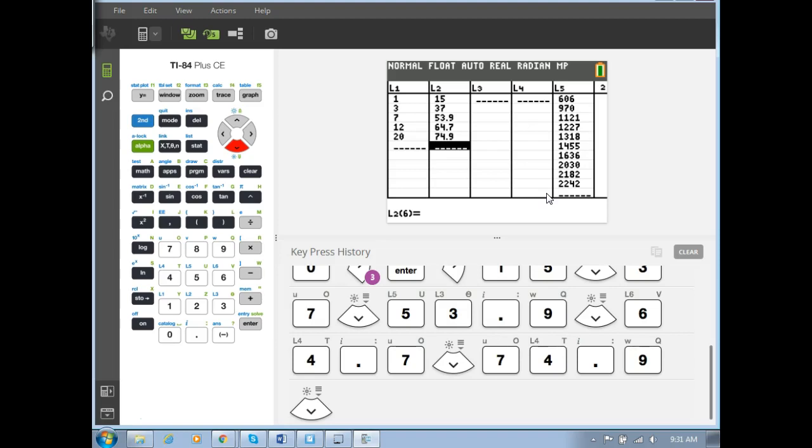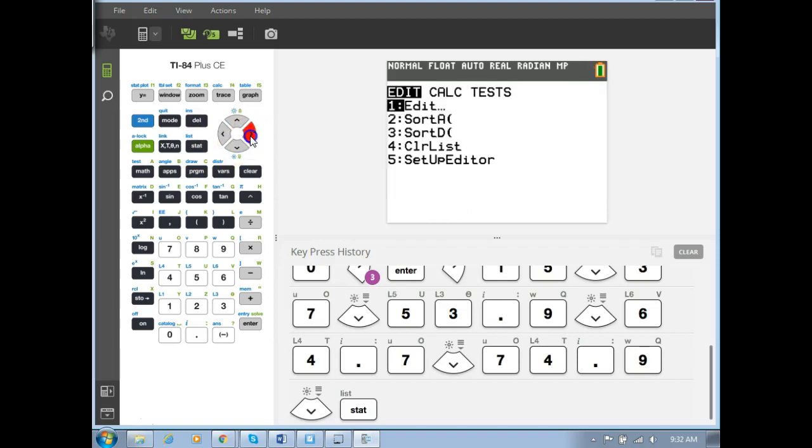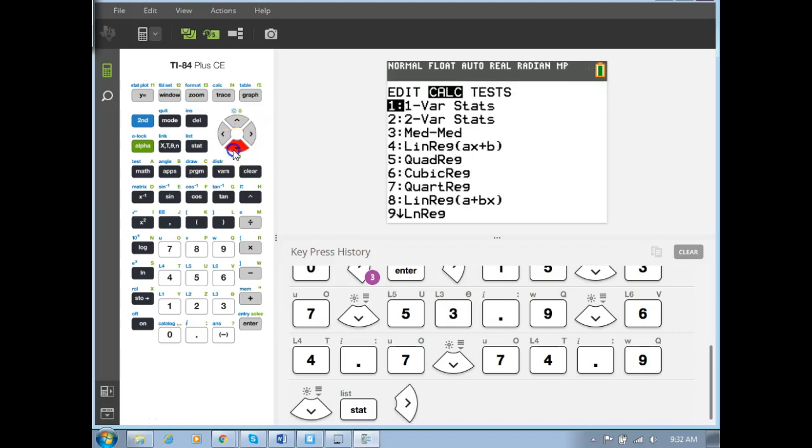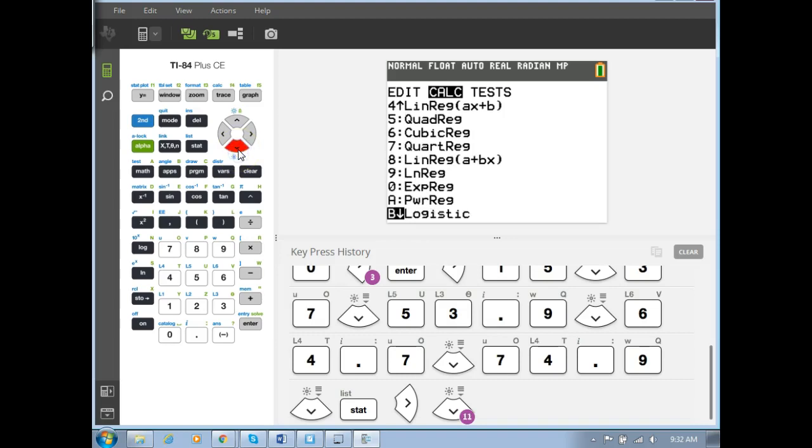Now if you continue on reading, it says let x be the number of days, y be the population in hundreds, write a regression equation for the logarithmic model. So when you go to choose your regression, stat over to calc this time, logarithmic regression, which sometimes kids get a little confused, you have to go down here to number 9. That's natural log, so logarithmic regression. Do not confuse this with logistic regression.